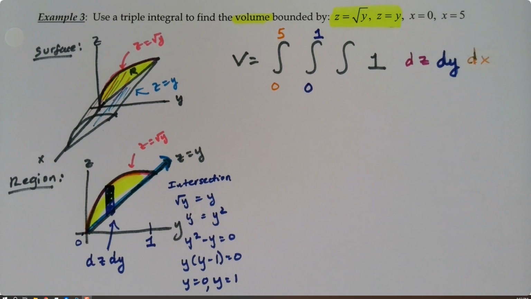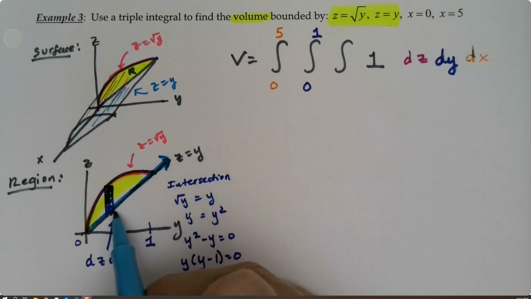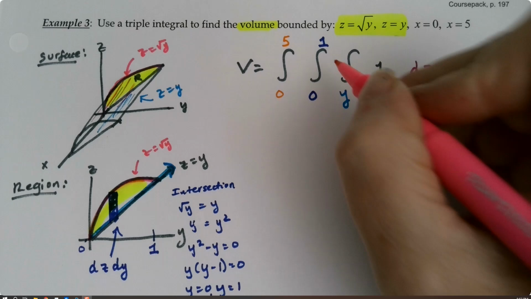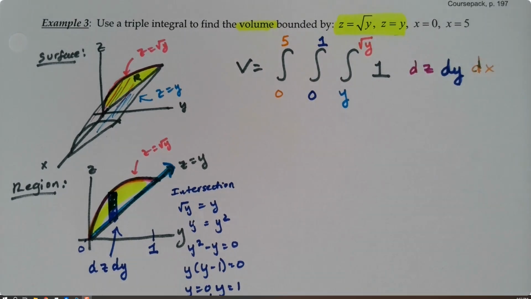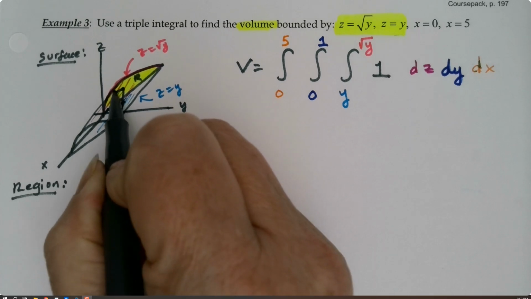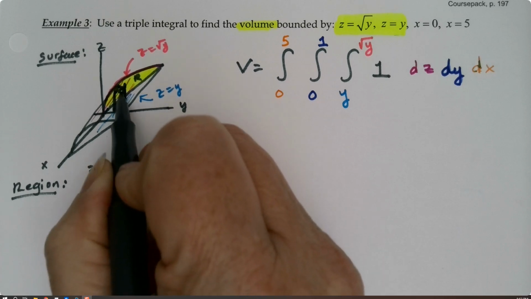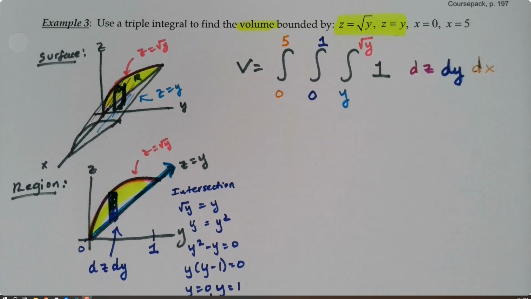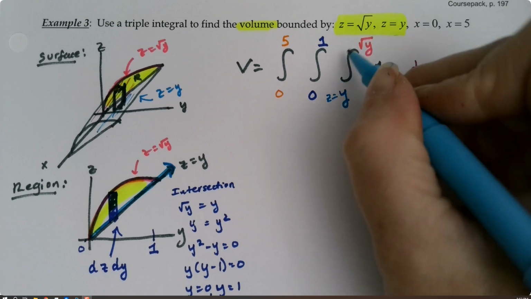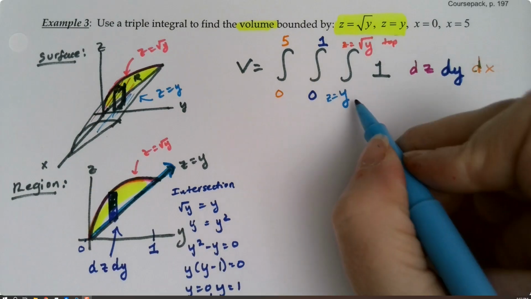Now what about z? Okay, so the bottom of the rectangle is z equals y. The top is the square root of y. If you think about a column stacked inside, its bottom would be touching that aqua plane of z equals y, and the top of it would be hitting the curved surface of z equals the square root of y. So this is the bottom, and if you like, you can say z equals, just to remind yourself, and this is the top, z equals, top, bottom.